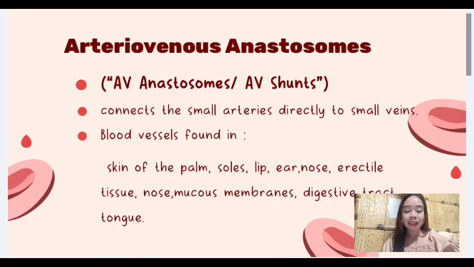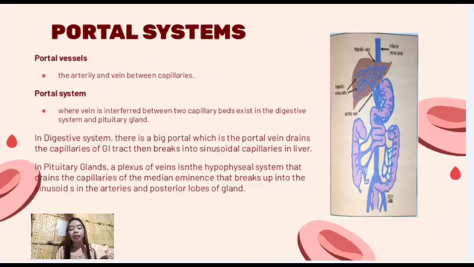In the skin of hands and feet, the AV shunts form a large number of small, histologically recognizable bodies called the glomera or glomus, which is richly supplied by nerve fibers. In the portal system, an artery or vein is interposed between two sets of capillary beds. The portal vessels are the ones that are in between the capillaries of artery or vein.